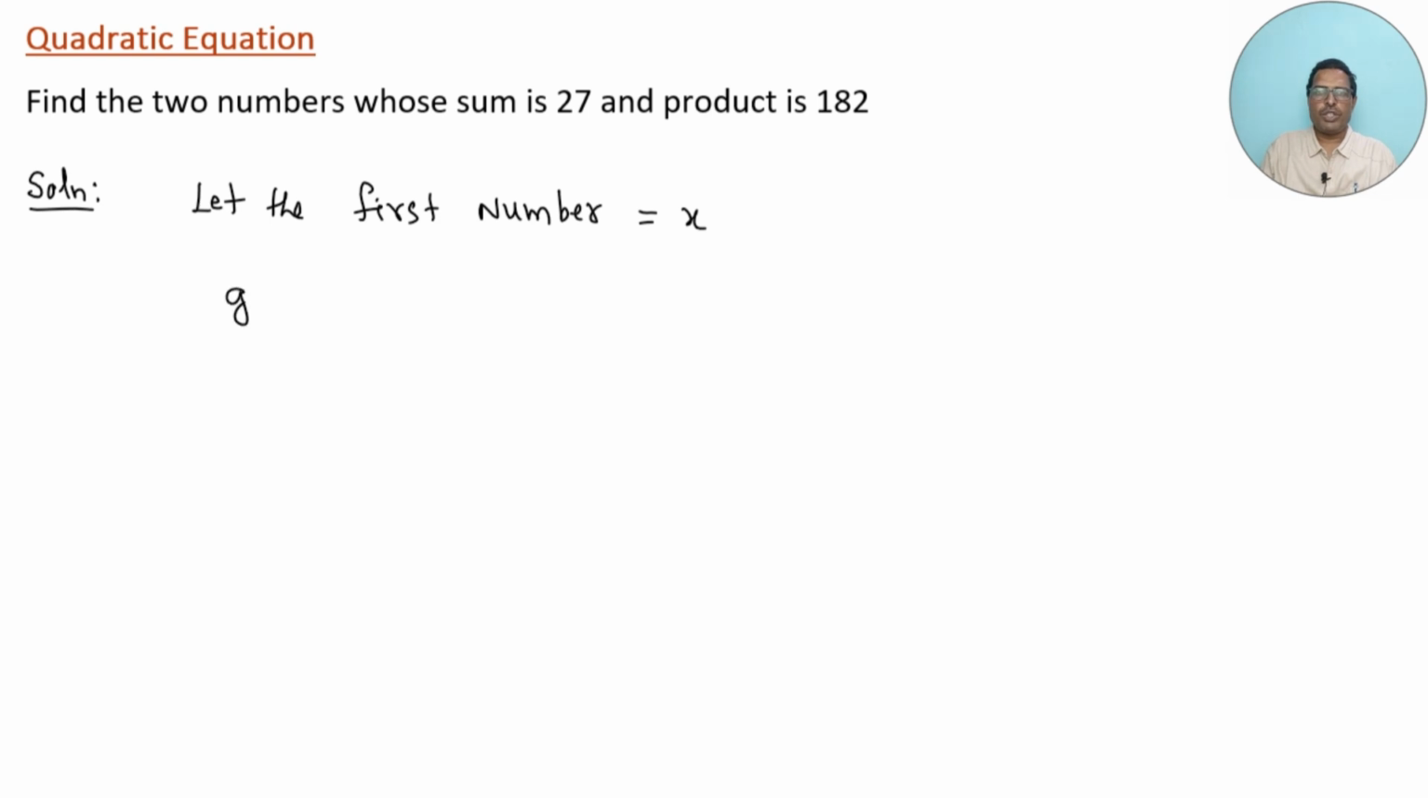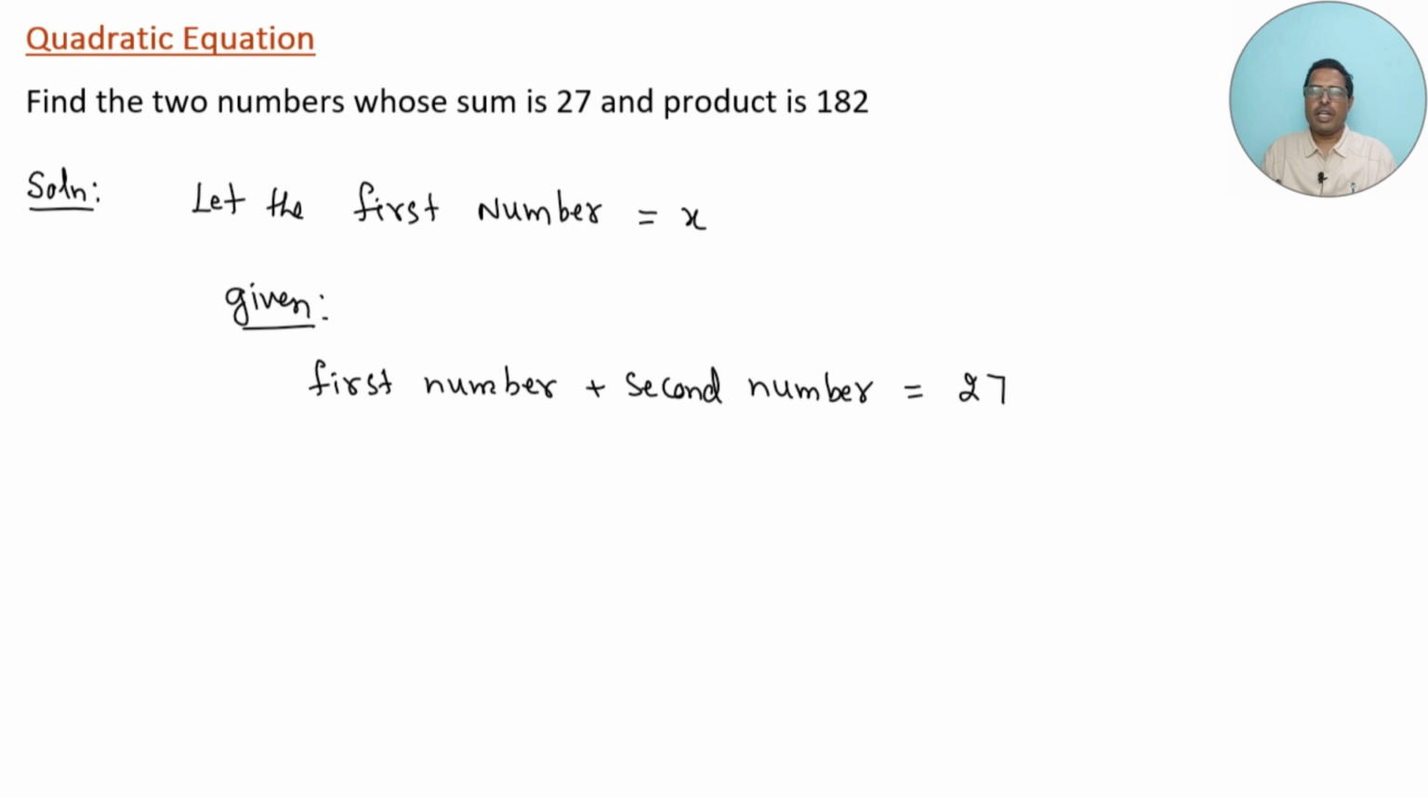What is given to us? When you add the first number plus the second number, the sum of these two numbers is 27. And here the first number we have taken as x. So the first number is x plus the second number, which we don't know, is equal to how much? Is equal to 27.